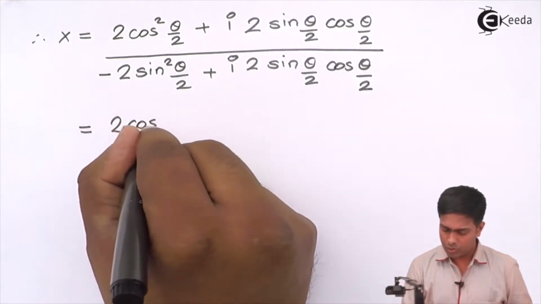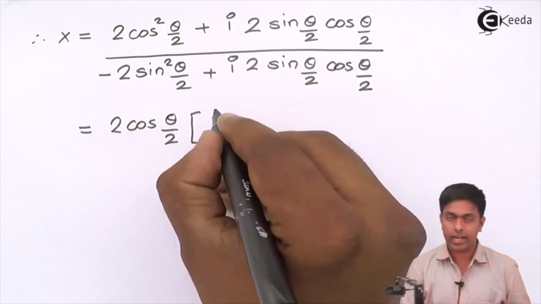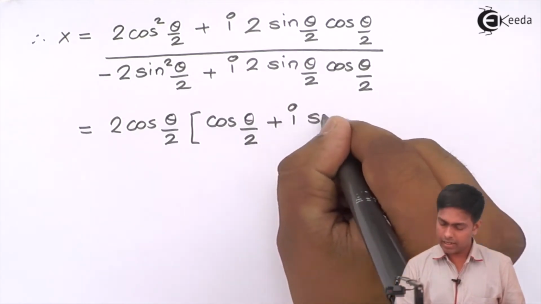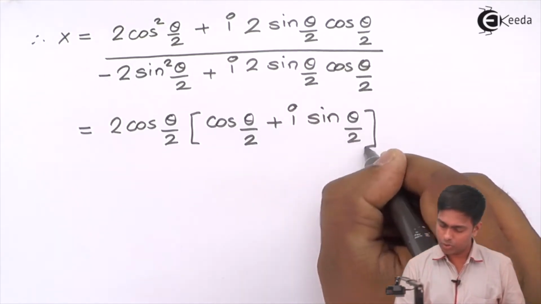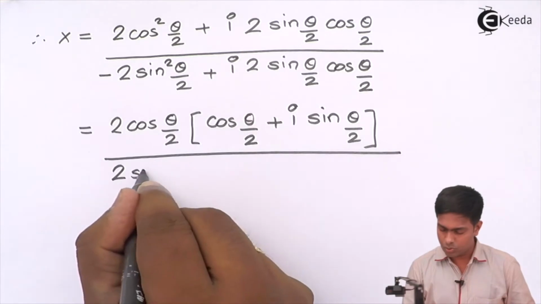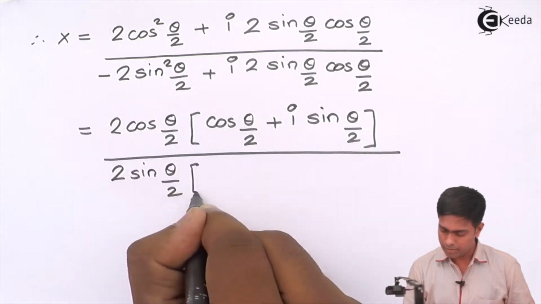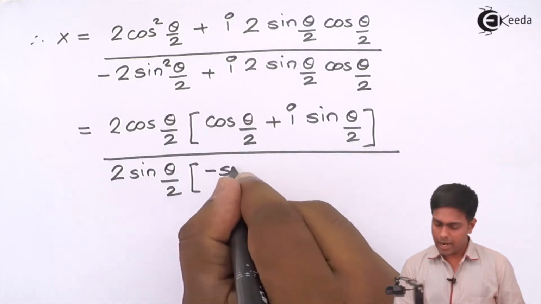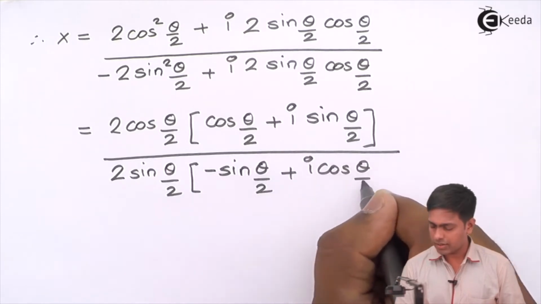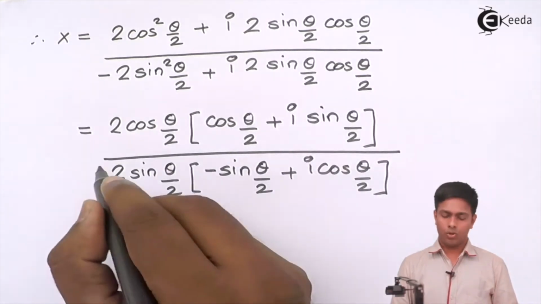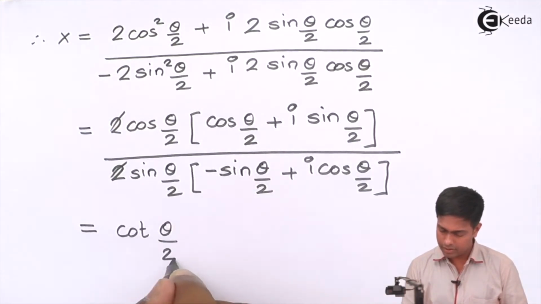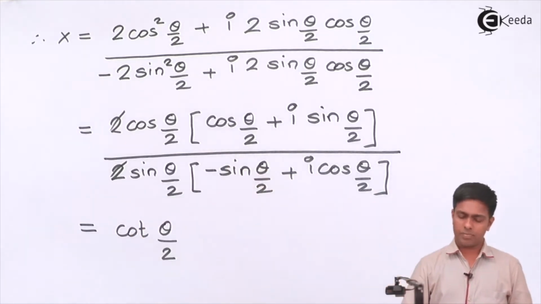So from numerator 2 cos theta by 2 outside, in bracket we will get cos theta upon 2 plus i sin theta upon 2. Similarly, from the denominator we will take 2 sin theta upon 2 common, and here we will get minus sin theta by 2 plus i cos theta by 2. So I can cancel this 2 with 2, and here we will get cot of theta by 2. So cos by sin is cot.